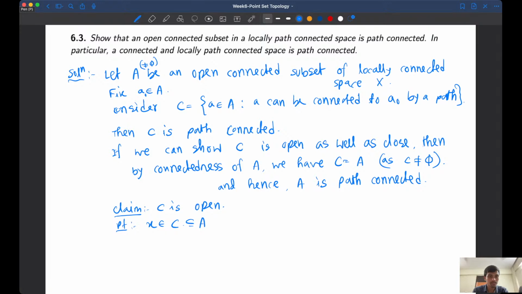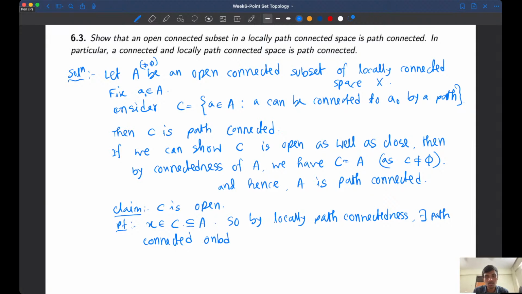So by local path connectedness, there exists a path connected open neighborhood, let's say D of X, such that X belongs to D, that is contained inside A. Okay, so now D is path connected as well as C is also path connected, right?